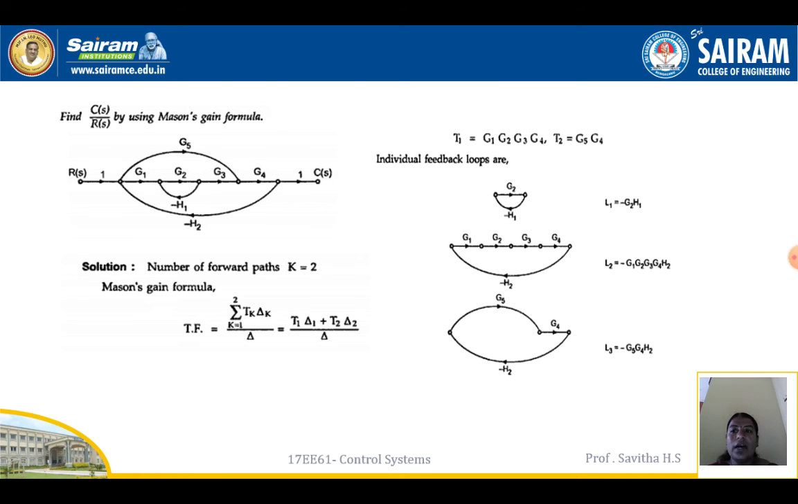Find C of S by R of S using the Mason's gain formula. Number of forward paths are 2. Therefore T1 is equal to G1 G2 G3 G4 and T2 is equal to G5 G4. Individual feedback loops are L1 is minus G2 H1, L2 is minus G1 G2 G3 G4 H2, and L3 is minus G3 G4 H2.